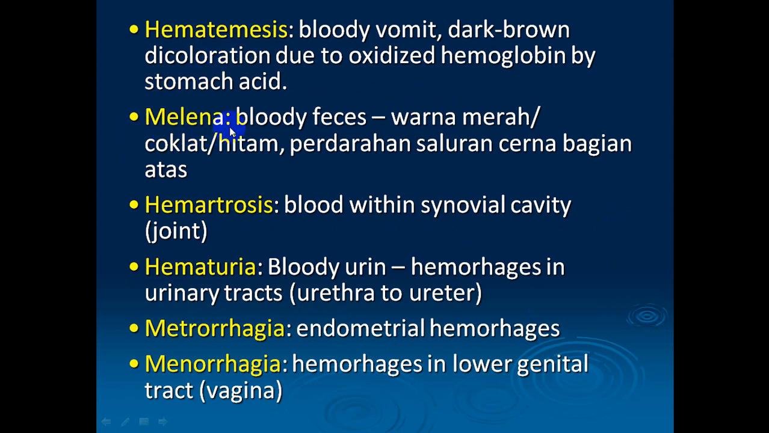Sorry, melena here. Melena is bloody feces. Sorry, I haven't translated this part here, I just passed the translation. And then there are hemorrhages in the joint. We call it hemarthrosis. And then bloody urine, we call it hematuria. Okay, and then there is also metrorrhagia, meaning endometrial hemorrhages, and menorrhagia, meaning hemorrhages in the lower genital tract, in particular in the vagina.